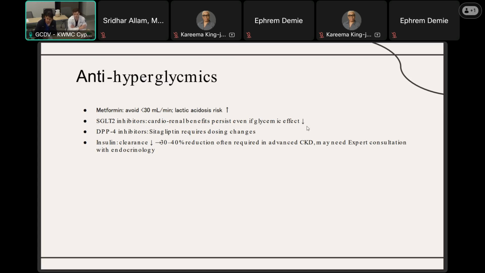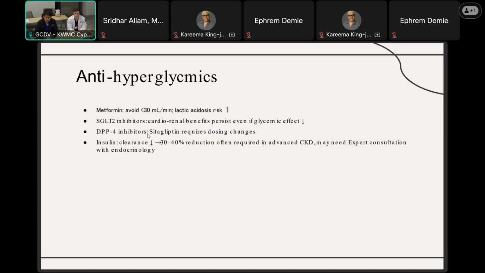SGLT2 inhibitors work on the proximal tubule, of course. So if there's not a significant GFR, medication is not delivered to the proximal tubule, and their hypoglycemic effect actually goes down. It seems like they have some other pluripotent benefit on the cardiac tissue, and that's why they still reduce cardiovascular disease in these patients, but that seems to be independent of the hypoglycemic effect. So SGLT2 inhibitors can be started at GFR 20 or above, but continued indefinitely.